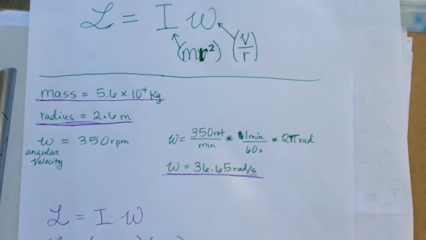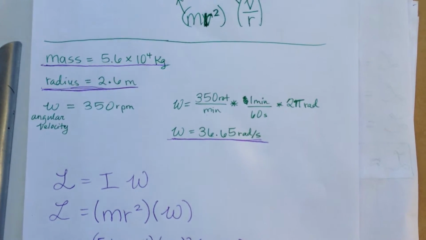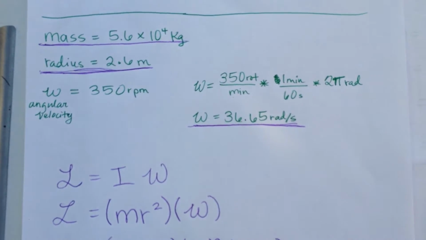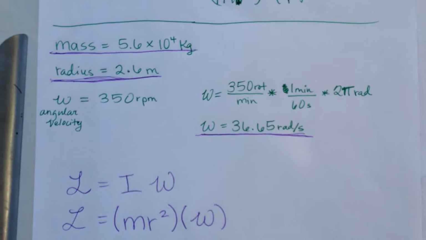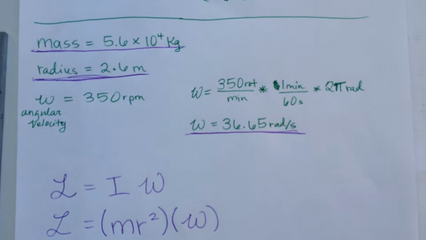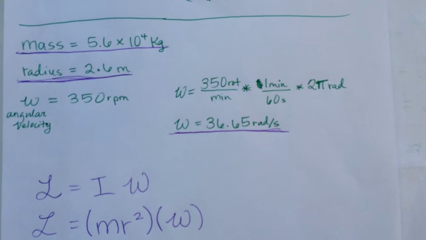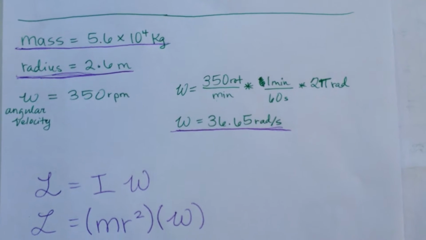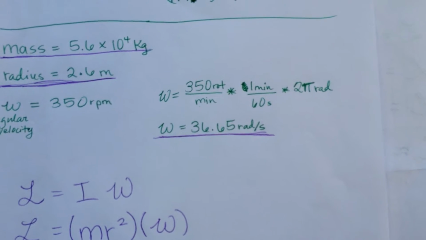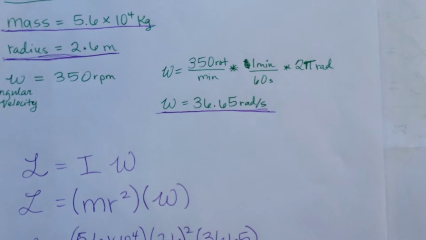So we know our mass is 5.6 times 10 to the fourth kilograms, and our radius is 2.6 meters. And our omega, well, it says the wheel is rotating at 350 rotations per minute. First of all, we want to be in seconds, so we multiply by 1 minute over 60 seconds, and also by 2 pi radians. That way we're not in rotations per minute, we'll be in radians per second. So we'll get an angular velocity of 36.65 radians per second.